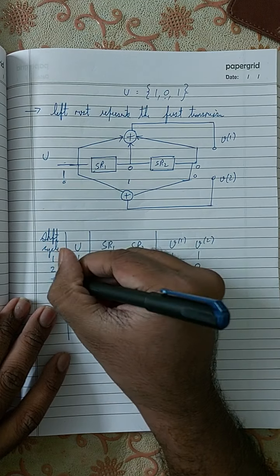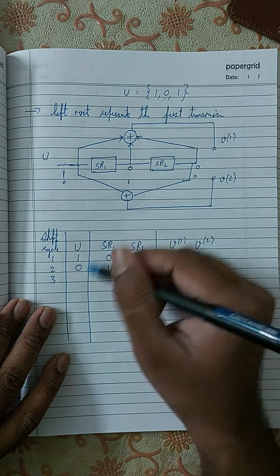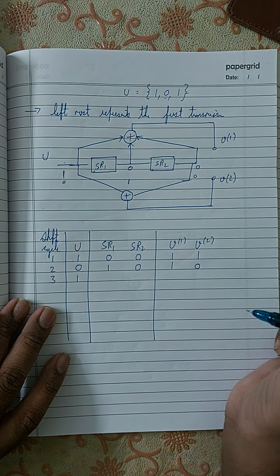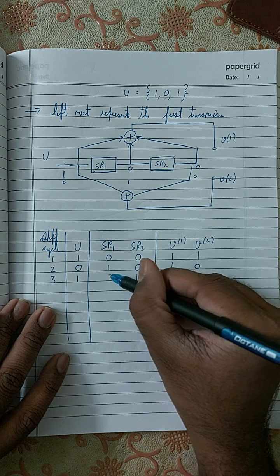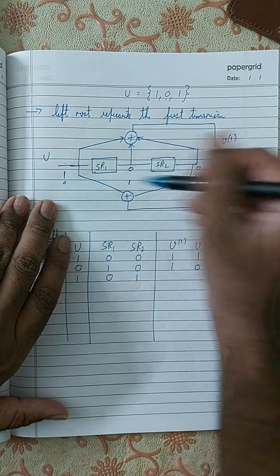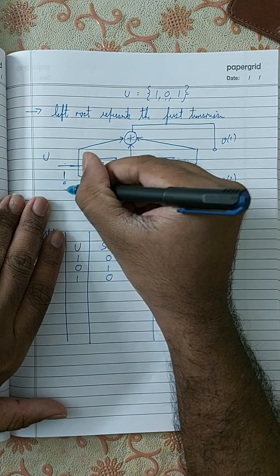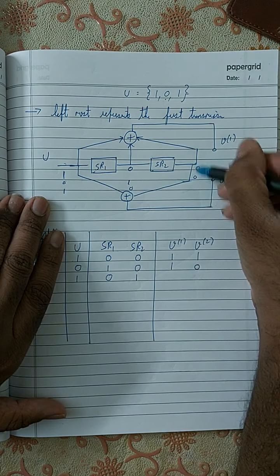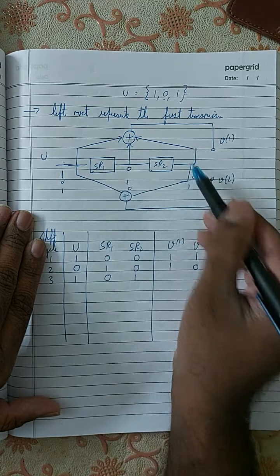Now what happens in the third cycle? In the third cycle, the third bit will enter the circuit. This 0 will be discarded. This 1 will be shifted over here. This 0 will be shifted over here, and this 1 will be applied to the input, so the state of this circuit becomes 1 0 1. Here it becomes 1, here it becomes 0, and here it becomes 1.